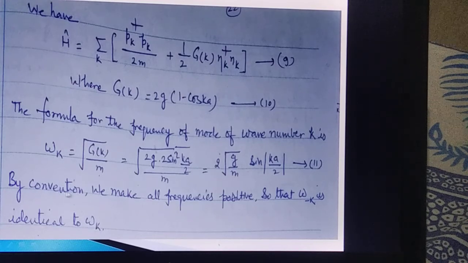Here, by convention we make all frequencies positive, so omega minus k is identical to omega k. As I told you, the frequency should be positive, so omega minus k and omega k are identical to each other. So this is your Hamiltonian for the linear chain of coupled oscillators in terms of the operators pk and eta k, and this is the frequency of any mode of wave number k for the linear chain of oscillators.